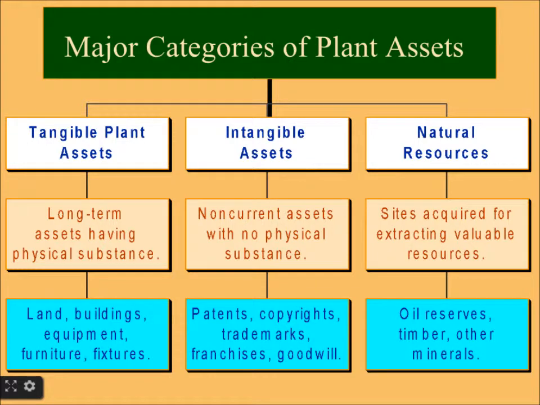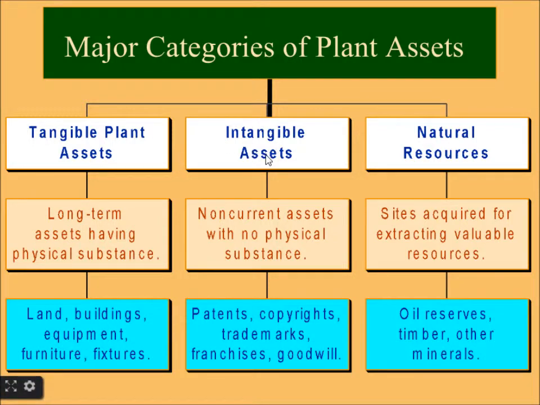Major categories of plant assets: tangible plant assets, intangible plant assets, and natural resources. Long-term assets having physical substance are tangible plant assets. For example, land, buildings, equipment, furniture, and fixtures are all tangible plant assets.